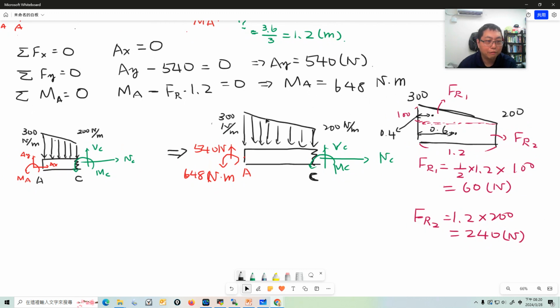So this free-body diagram can go through further simplification. This will become like this.